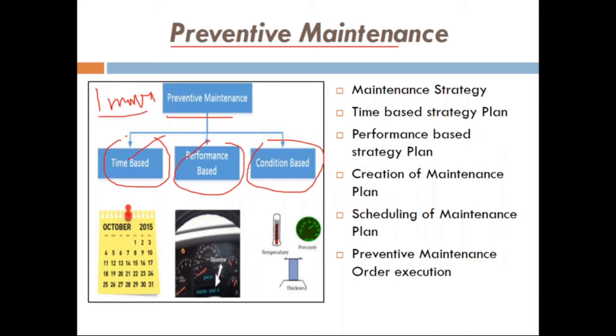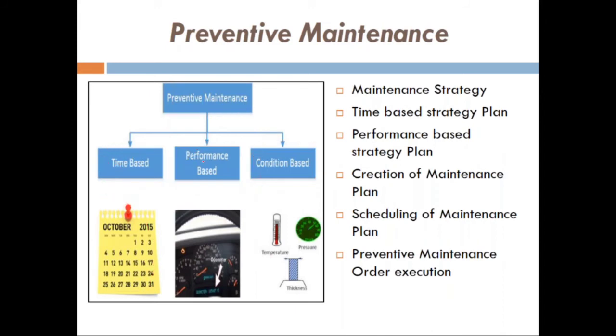They define a criteria: for some machines they say after every 1 month we have to do it, for some machines after every 6 months, and for some equipment after every 1 year. That is called time-based. Okay, next one is performance-based.